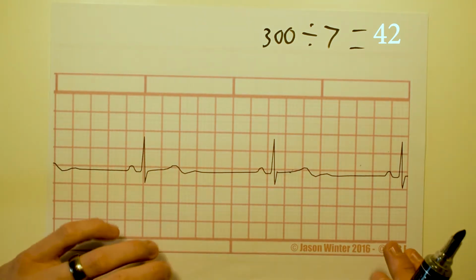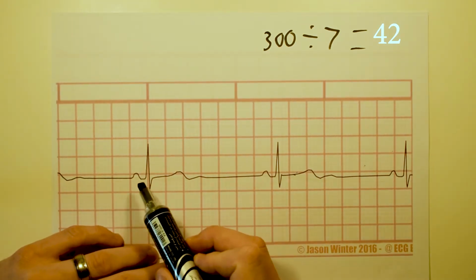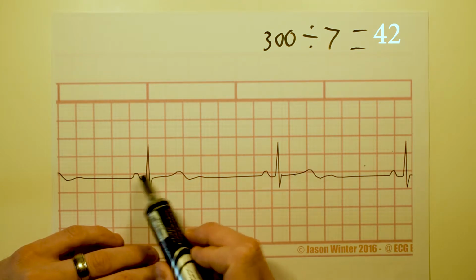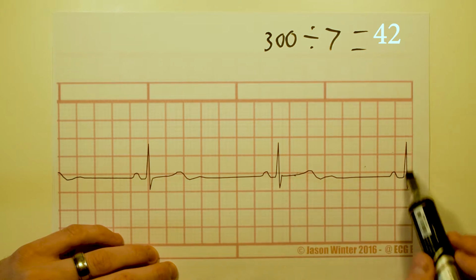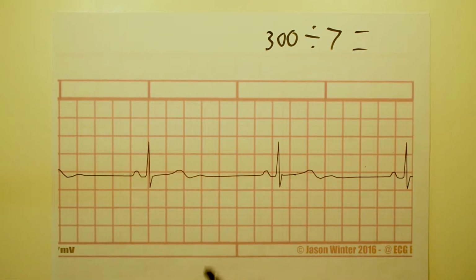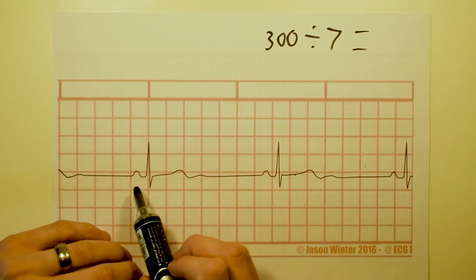Do we have a P wave before every QRS, and a QRS following every P? So they are synced. The atria and the ventricles are synced. All right, fantastic. Now we look at the length.